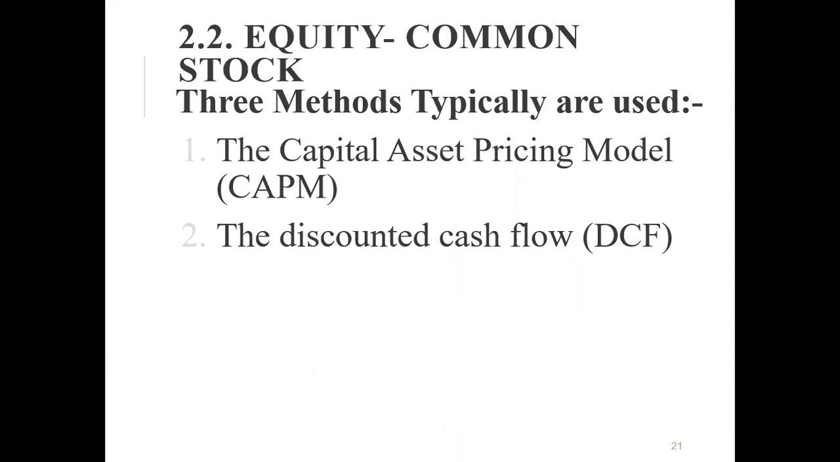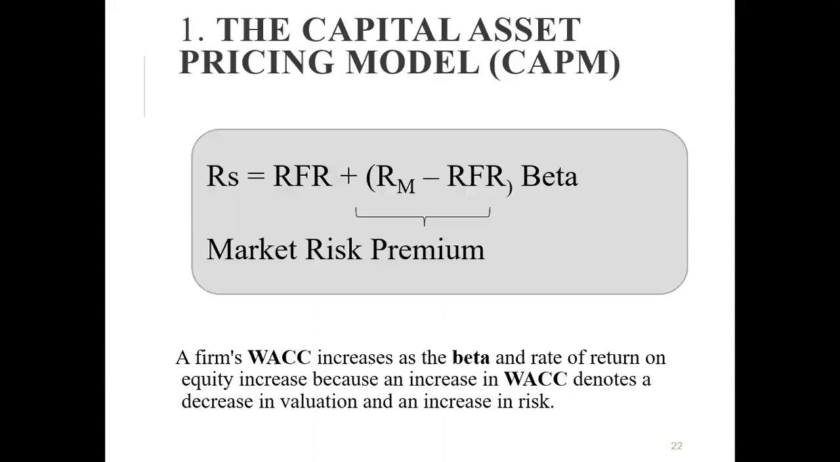So we finished the cost of debt, we finished the cost of preferred stock, and what's left for me is the equity, which is the common stock. We are going to use the capital asset pricing model and the discounted cash flow.